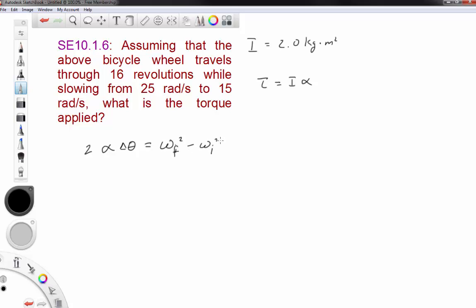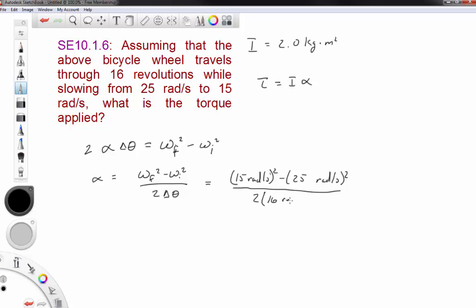angular speed squareds. So alpha should be equal to omega final squared minus omega initial squared divided by 2 times the angle through which we pass. So this becomes a total of 15 radians per second quantity squared minus 25 radians per second quantity squared divided by 2 times 16 revolutions times 2 pi radians per revolution. All right, so there's that.